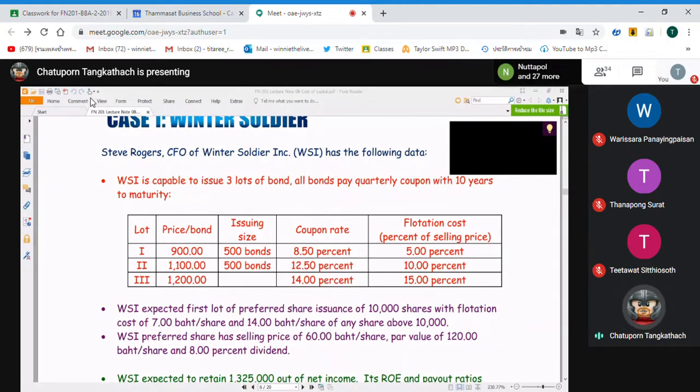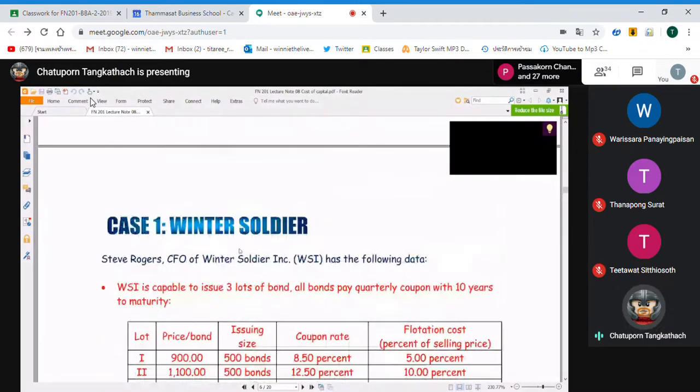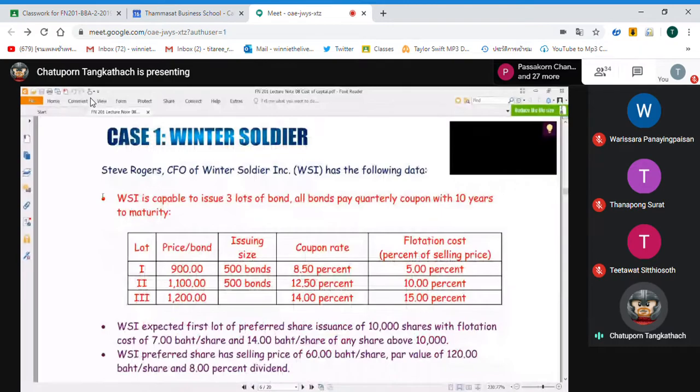Okay, good afternoon. So today we will continue from last week for cost of capital. And please turn to page number 6, case 1, Winter Soldier. As I just asked you from last time, we are going to calculate cost of debt, cost of preferred share, and cost of common share.